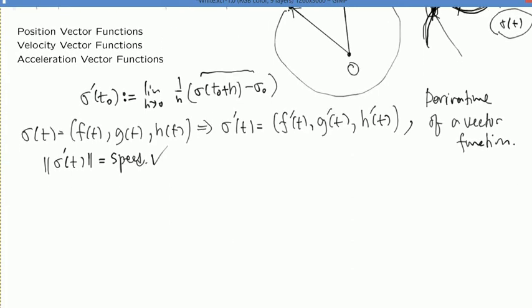Acceleration turns out to be a lot harder to justify, but let's just stick to velocity vectors and the speed at the moment. That's the physical intuition, the interpretation of a derivative of a vector function.